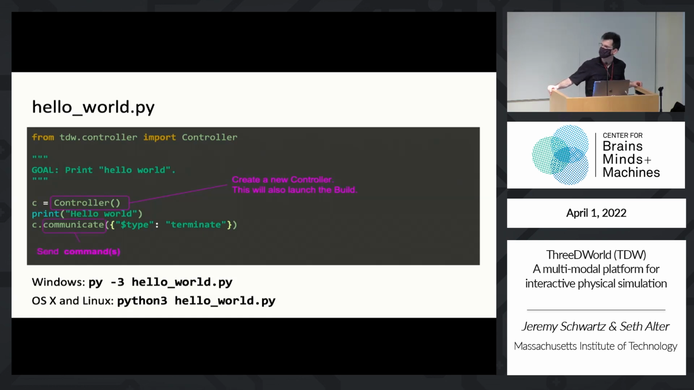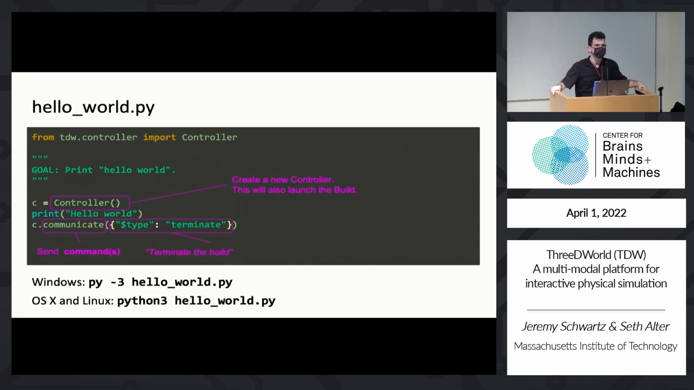The way we communicate is by calling a function called communicate. That is the only means of data going in and out from a controller to a build. What the communicate call does is send commands. It can send either one command or an arbitrarily long and complex list of commands.